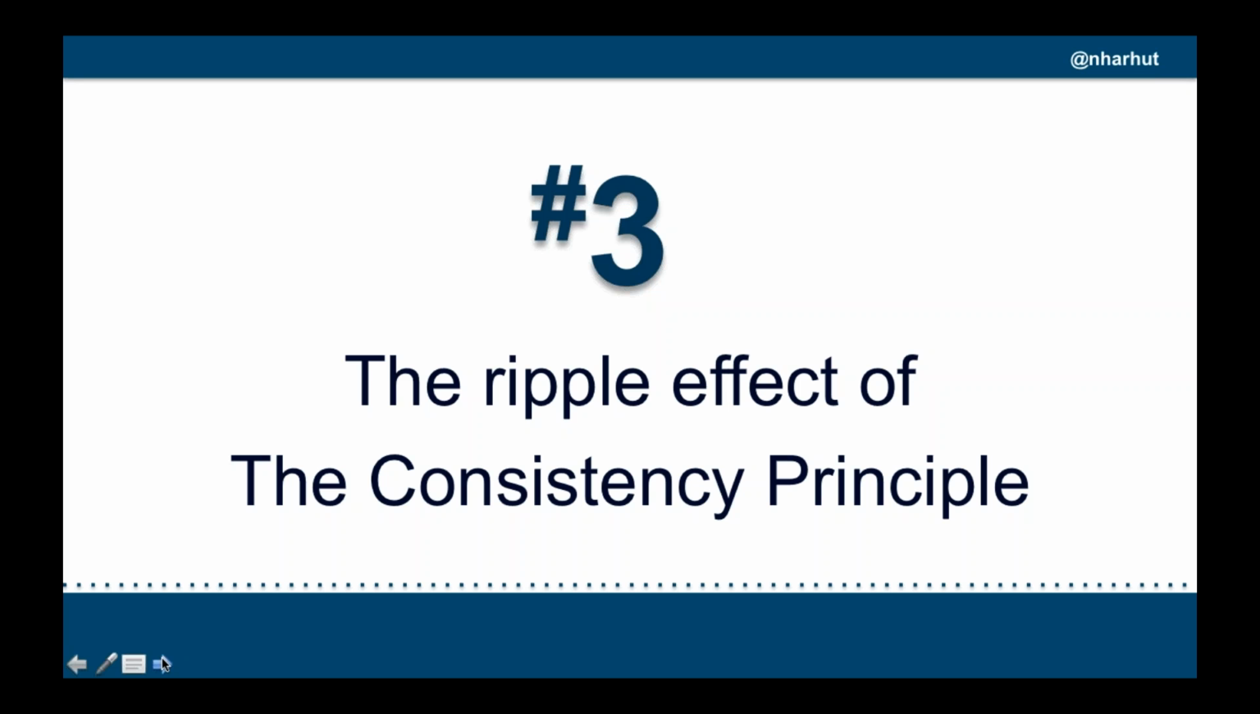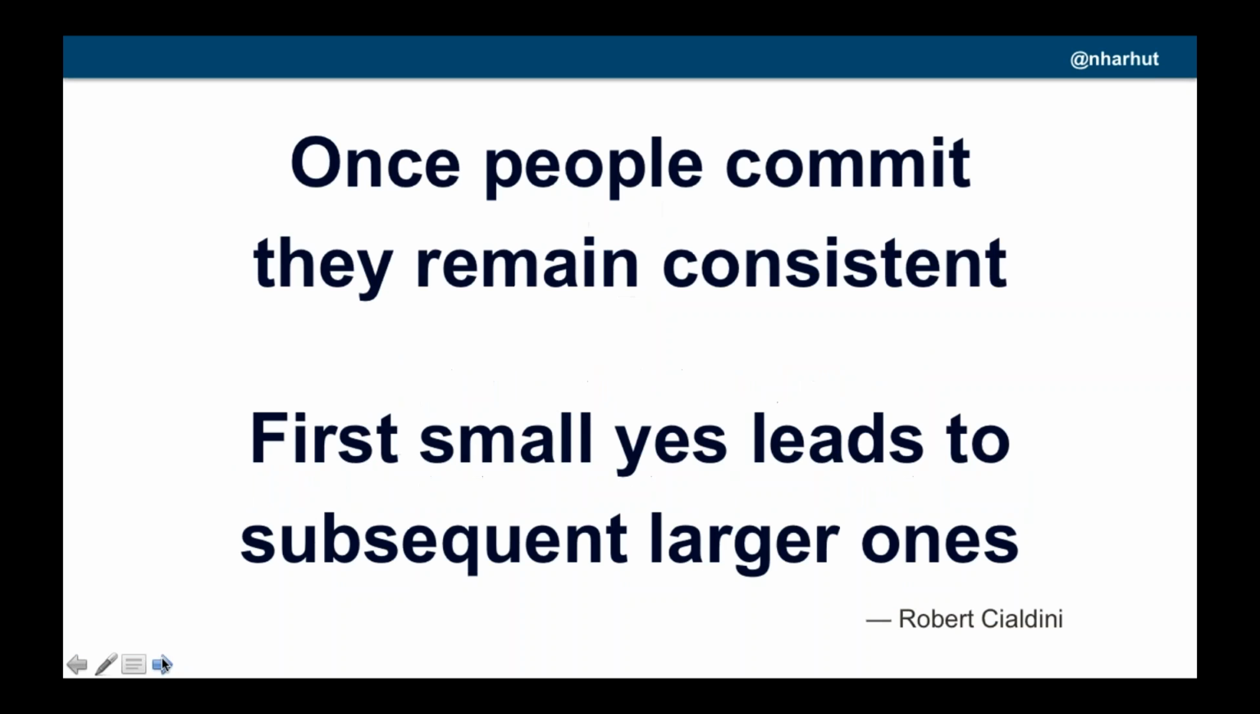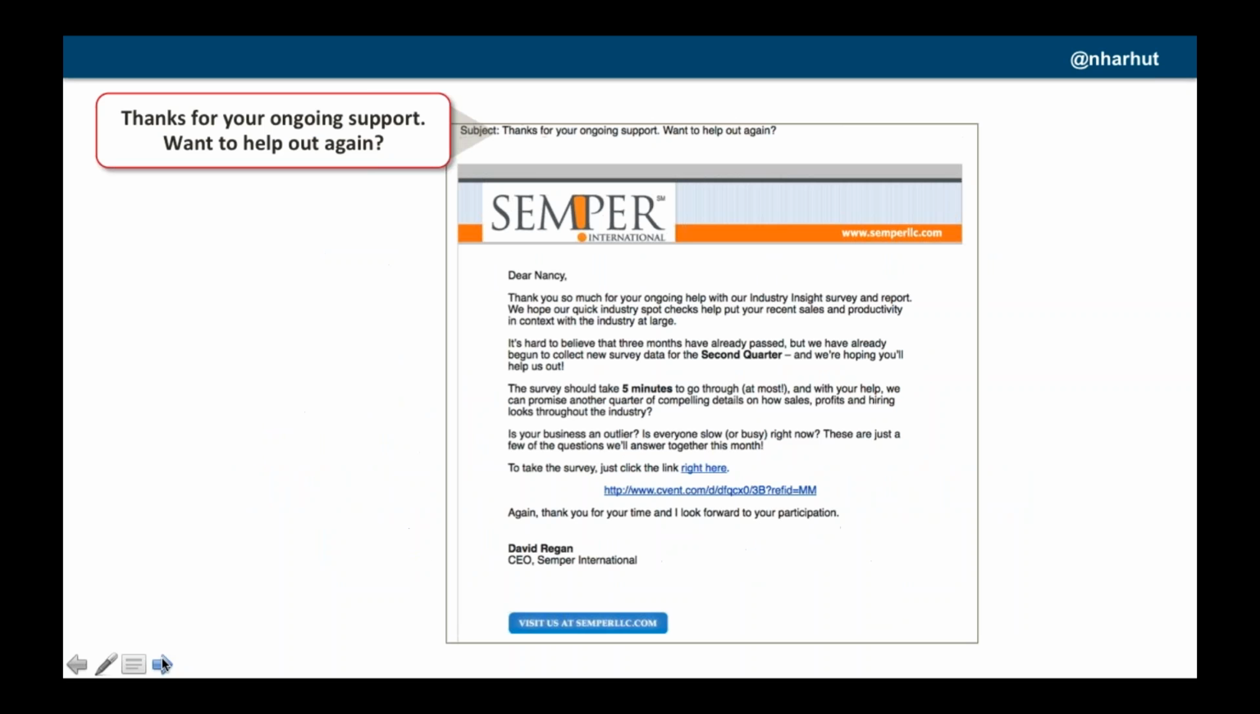So what does this mean to us as email marketers? What it means is if we can get someone to say yes once, we're much more likely to get them to say yes a second time, a third time, a fourth time. And this is particularly true if our first request or our first ask is relatively small. So what we want to do is remember that once people commit, they like to remain consistent, and that first small yes can lead to subsequent larger ones. We can escalate our asks. So let's take a look at how we can use that in email marketing.